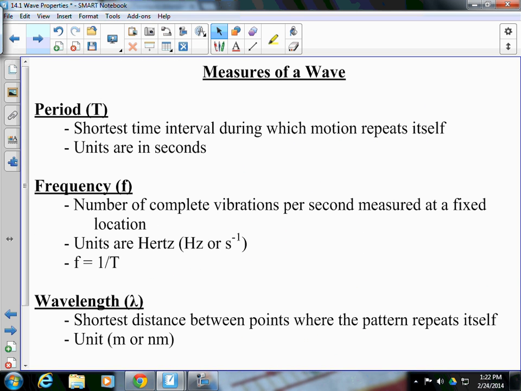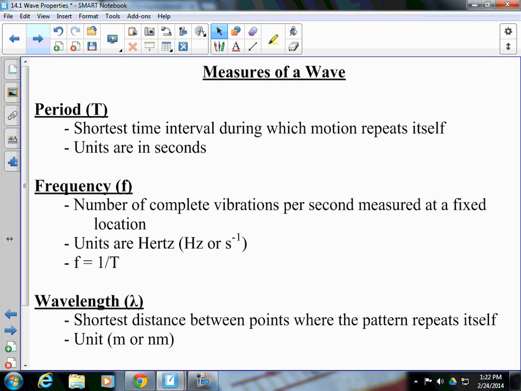When we measure a wave, what are we measuring? We're really going to measure 3 things. We can figure out the velocity of a wave. And remember, velocity is equal to distance divided by time, but those 2 numbers are different when we talk about mechanical waves.